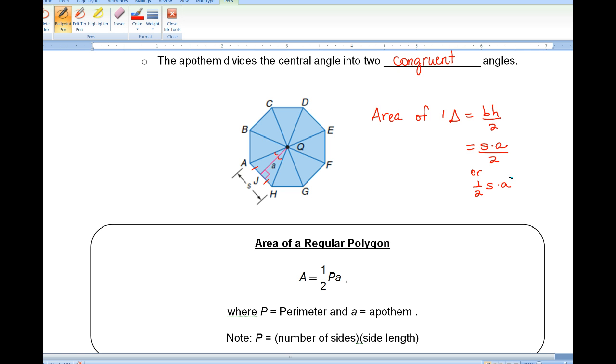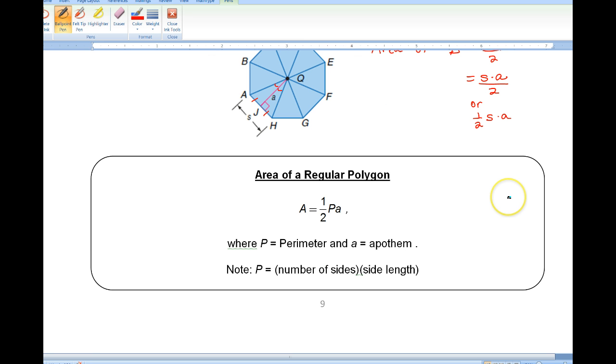That's if you had to find one triangle. But what if you want to find the whole figure? We're going to use 1/2 times the perimeter times the apothem. Think about that for a minute. Why do we use perimeter instead of...? Now, could you figure out the area of one triangle and then just multiply that by how many you're going to have? But that's really, think about perimeter.